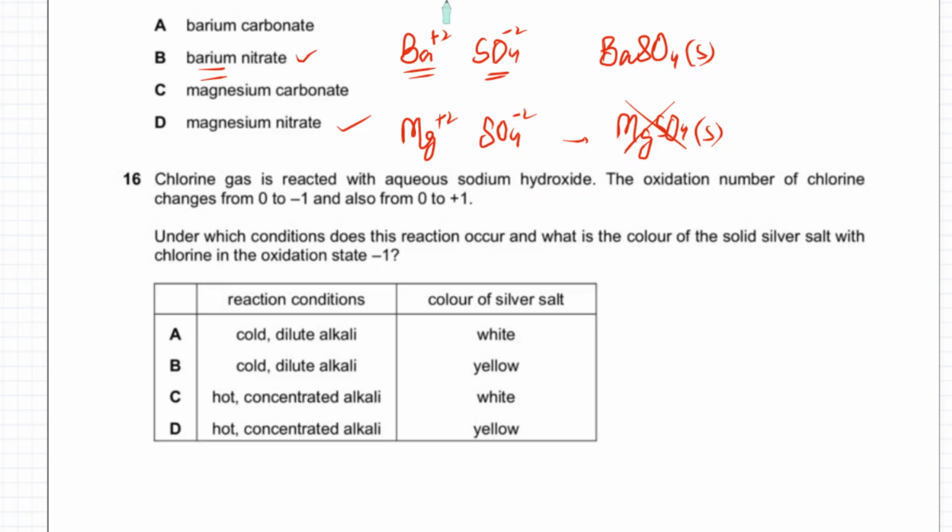So this one is that you're given a question and you're being told that chlorine gas is reacted with aqueous NaOH. The oxidation number of chlorine changes from 0 to -1 and also from 0 to +1. So which reaction is this? Now this is something that you have to remember.